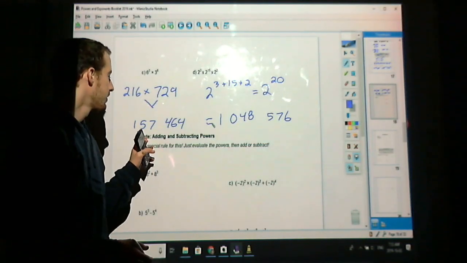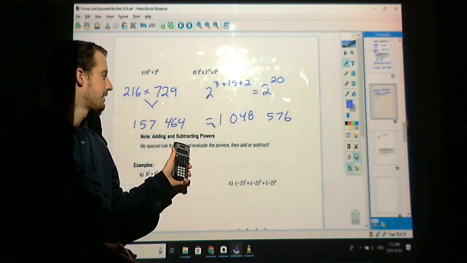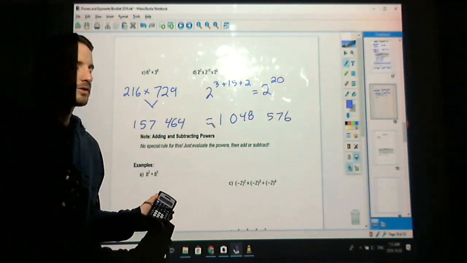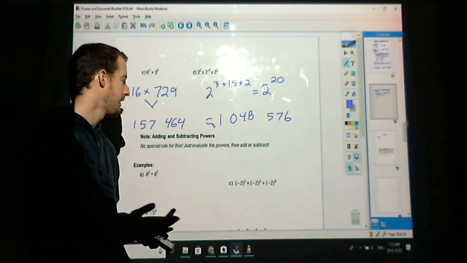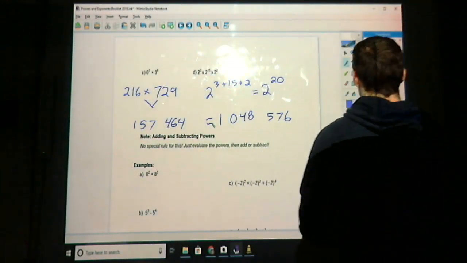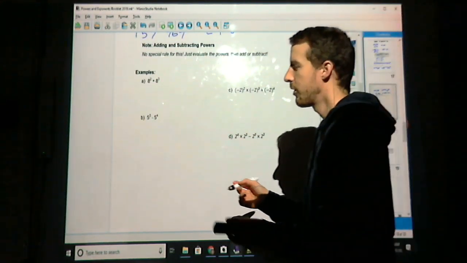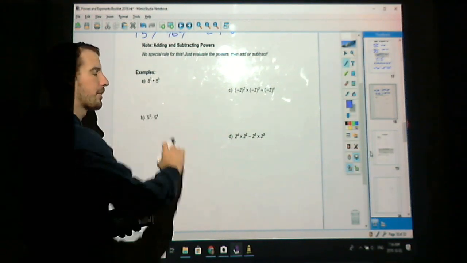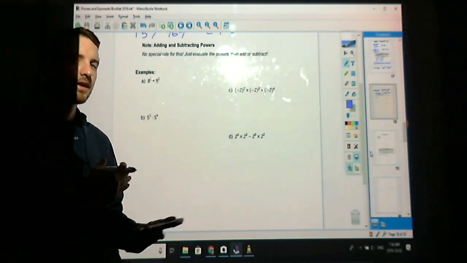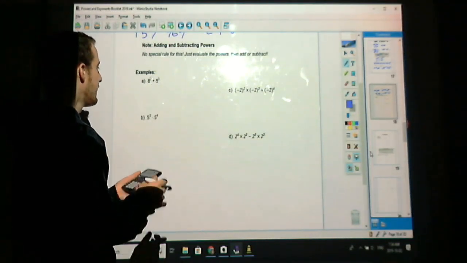Okay, so do note though, as I mentioned previously, if we're adding and subtracting powers, there is no special rule for this. You have to do it the good old-fashioned way, one step at a time. So we'll kind of look at what that might be when we get there, all right? So here, we have 8 to the power 2 plus 8 to the power 3. Can we add our exponents? No. Because we're adding, it changes the rule.